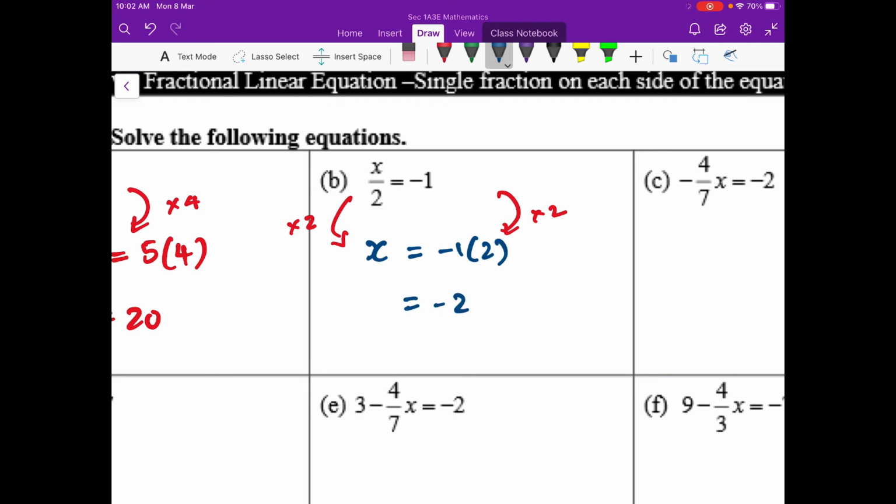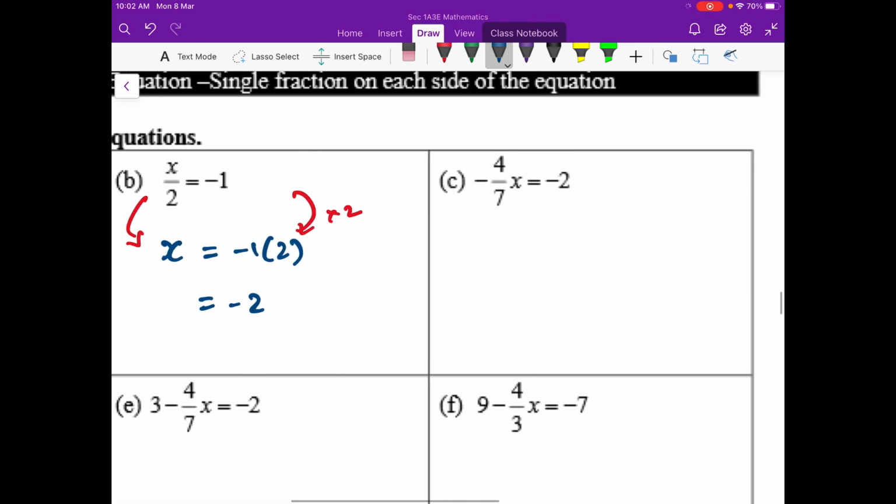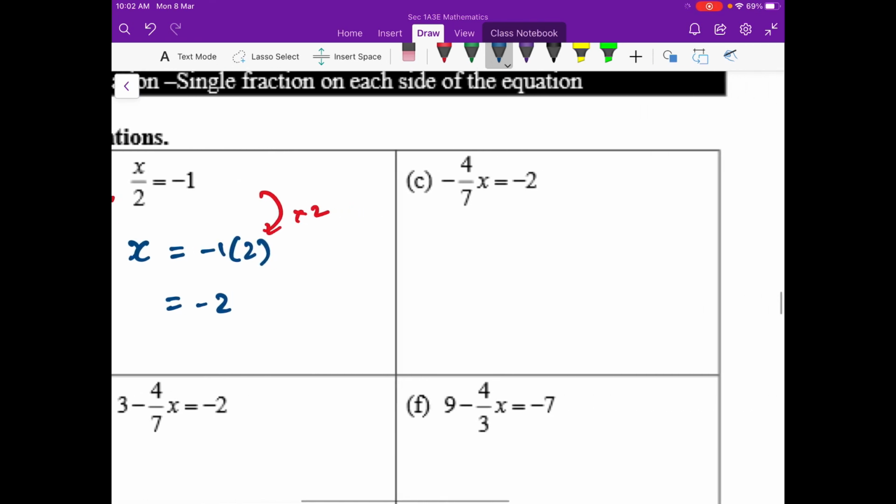Okay, so here we have x value negative 2. Besides multiplying by 2, we can also divide by half. Next, what shall we do to both sides? So I taught you 3 different methods. One of them is useful. What should we do to both sides?